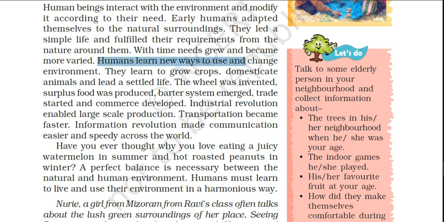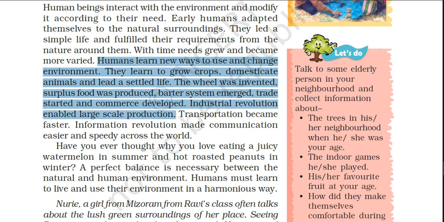Humans learn new ways to use and change environment. They learn to grow crops, domesticate animals, and lead a settled life. The wheel was invented. Surplus food was produced, barter system emerged, trade started, and commerce developed. Industrial revolution enabled large-scale production. Transportation became faster. Information revolution made communication easier and speedy across the world.